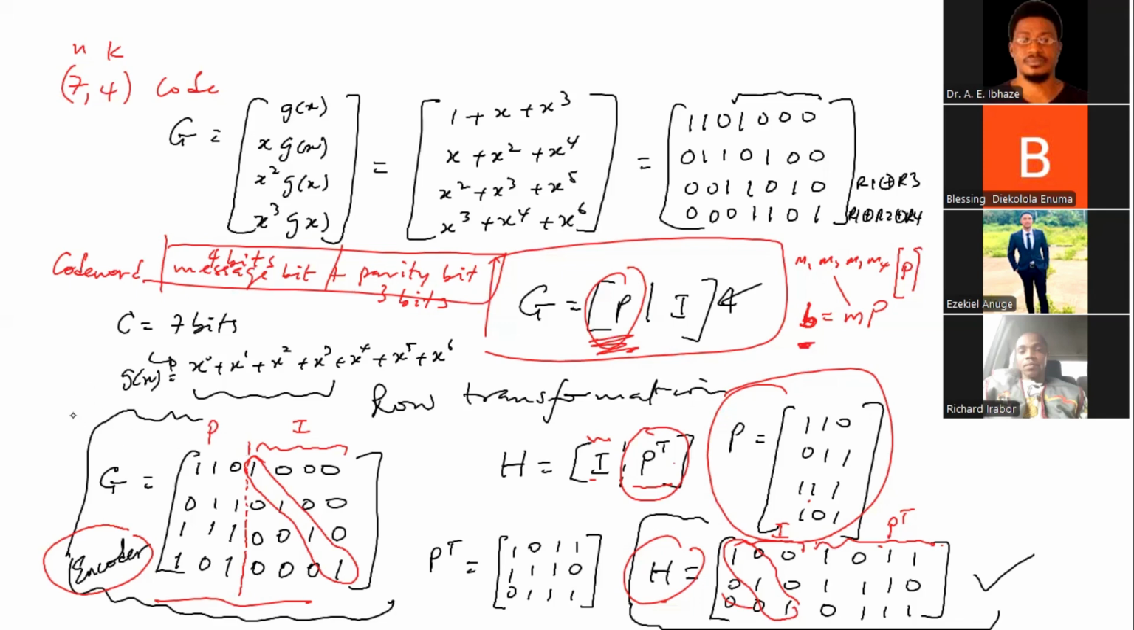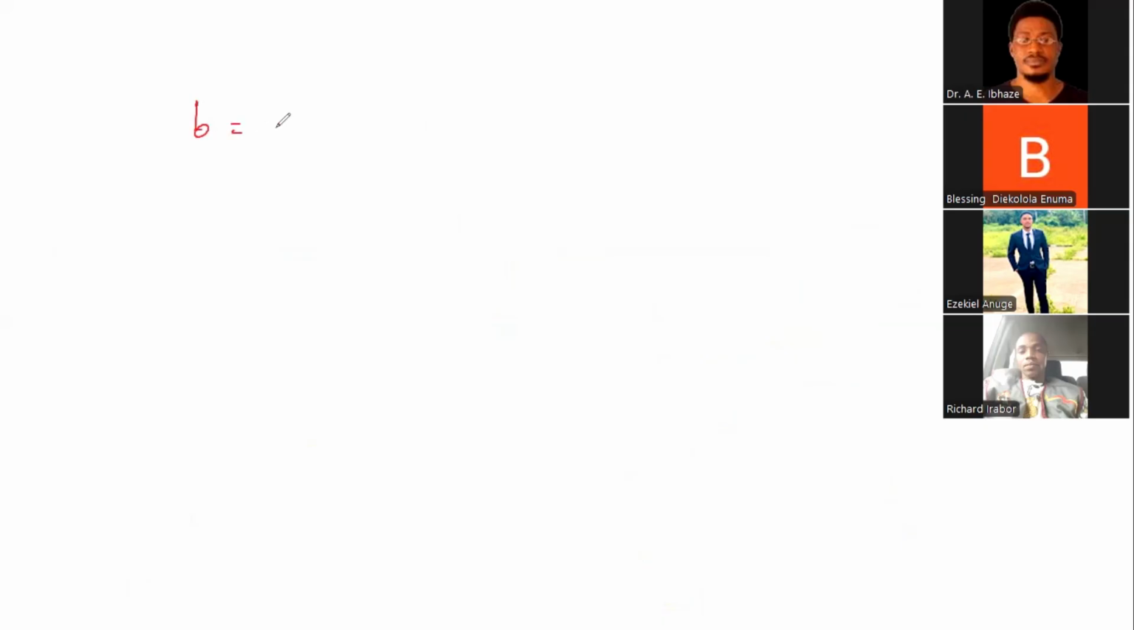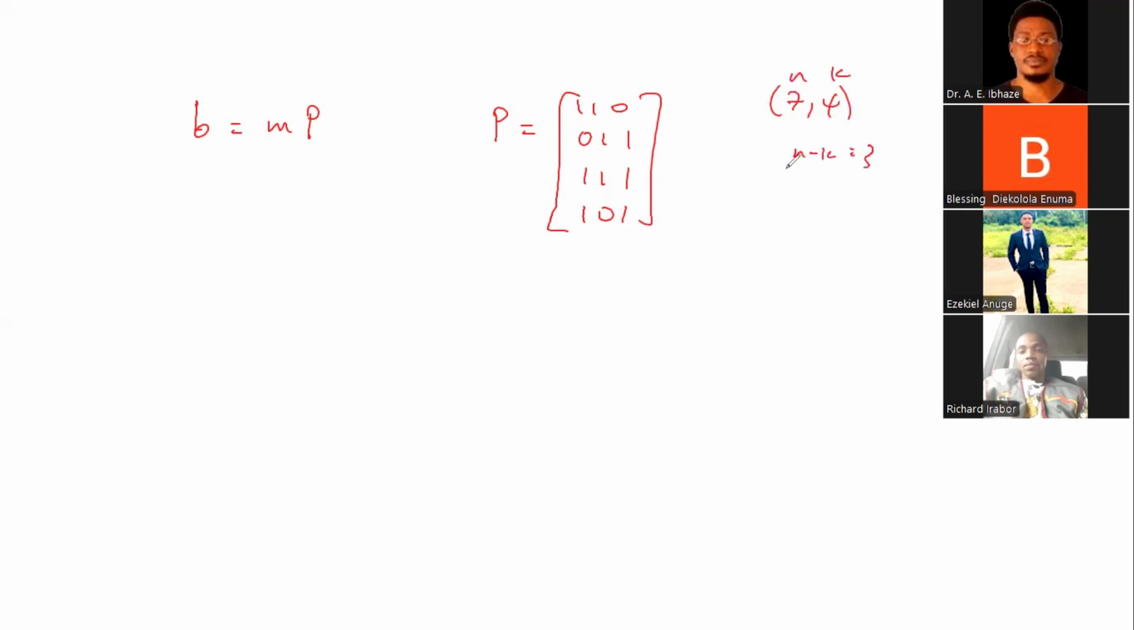Okay. So it means that my parity bits will now be the same as my message bits times the parity. And from our design, we were able to generate the parity part to be 110, 011, 111, and 101, right? And we know it's a (7,4) code, N, K. So N minus K must be 3. So let's see if this is true.